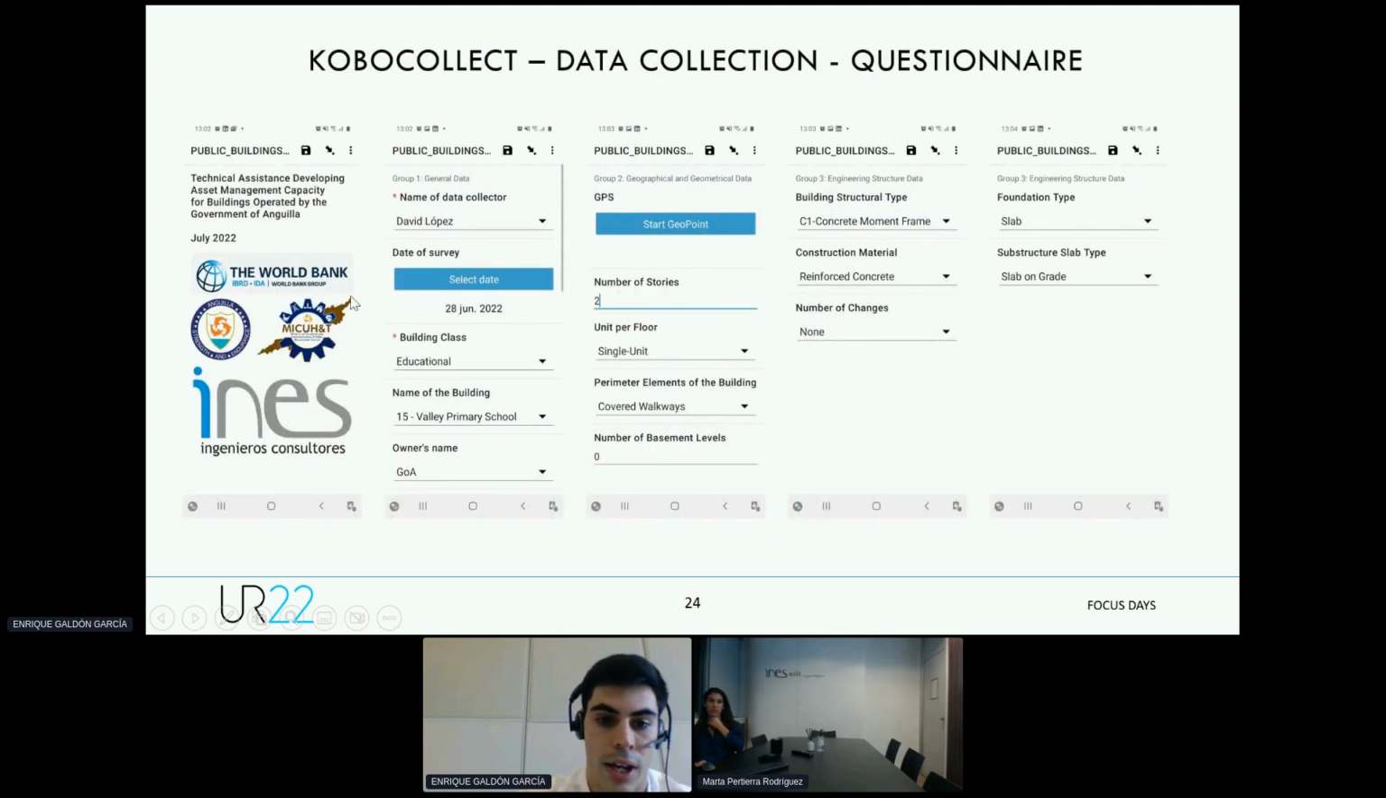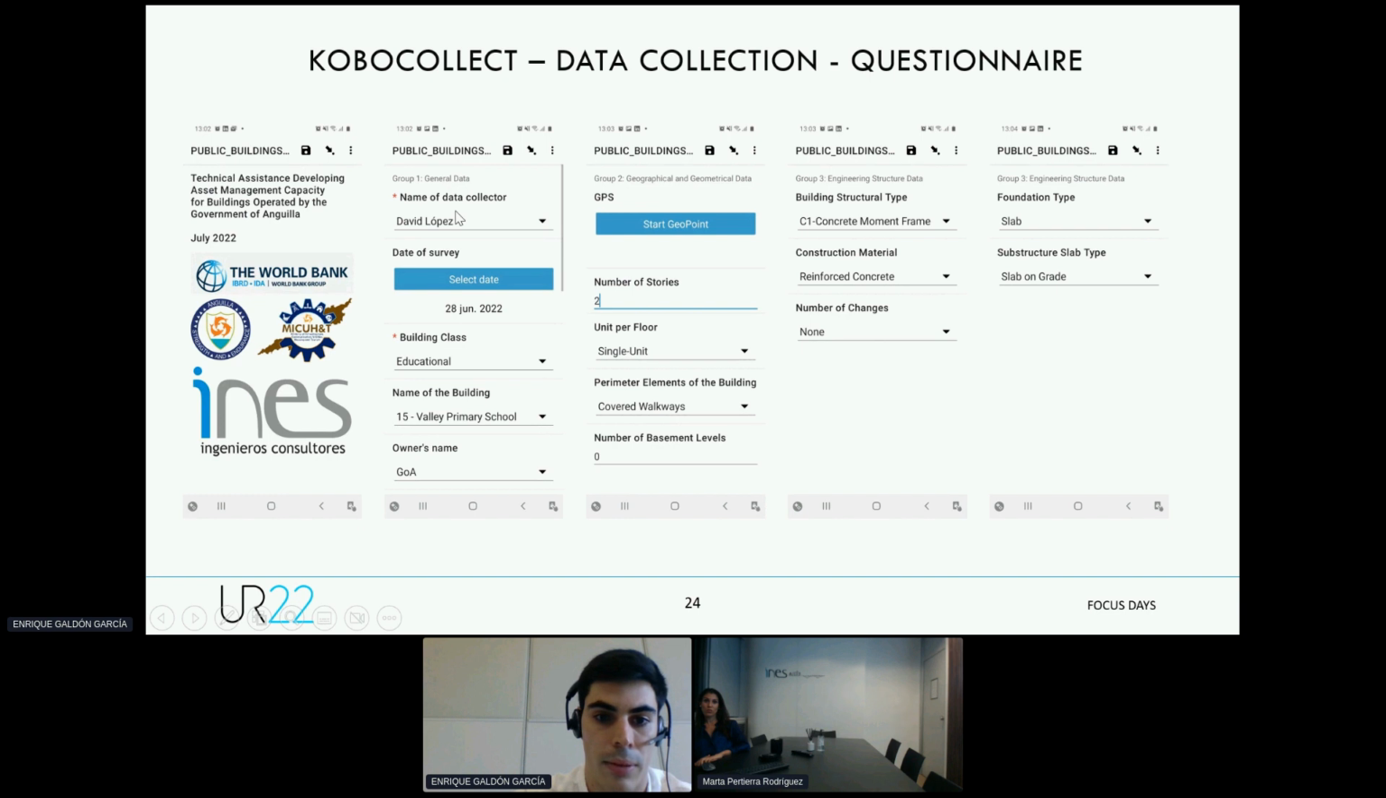Here we have some examples of the questionnaire that we created with the Kobo Collect app, which is an open source app. When we have these questionnaires created, we go and do the different inspections in the field, in the different buildings, and we fill in all the fields of the questionnaire. Here we have some examples of the fields of this questionnaire.